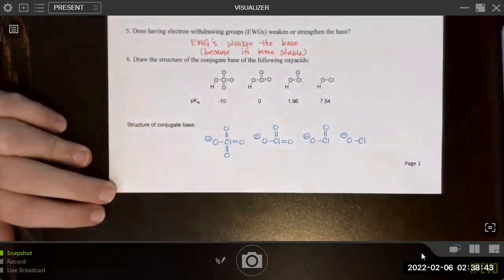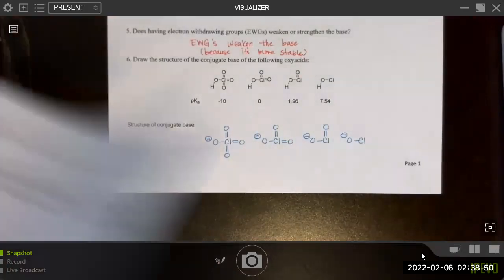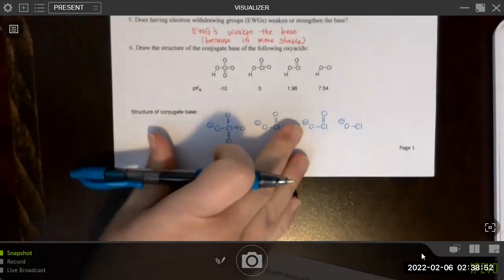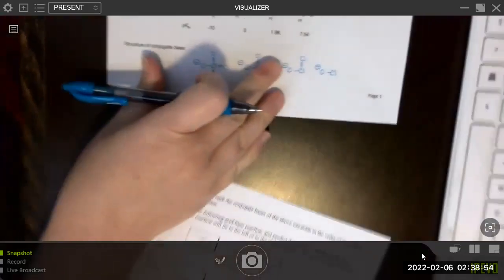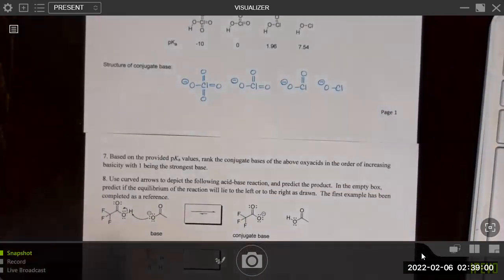Okay, so we've drawn in the structure of all of the conjugate bases. And then if we look at the next page, I think it continues on with asking us to work on this. And it says to, based on the provided pKa values, rank the conjugate bases of the above oxy acids in the order of increasing basicity, with 1 being the strongest base.